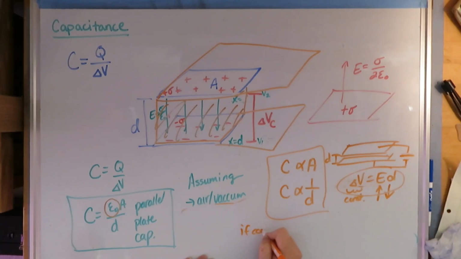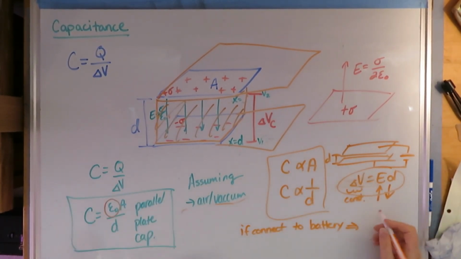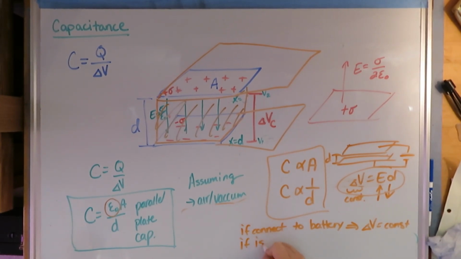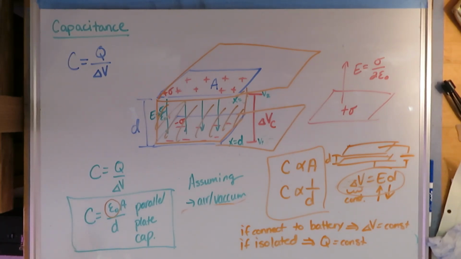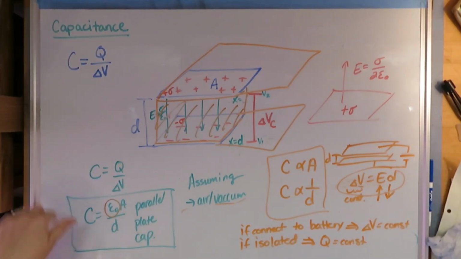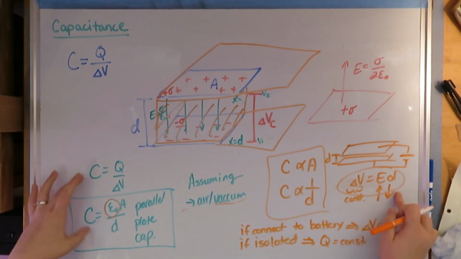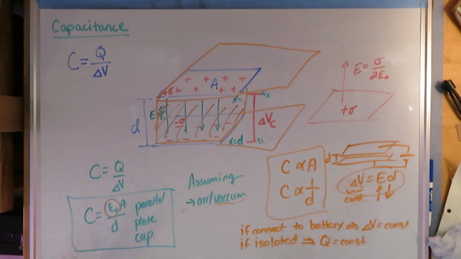So if you're connected to the power supply, or the battery, then in these equations your delta V is a constant. It's going to equal whatever the voltage of the battery is. If you are isolated, so it's not in contact with the battery, then your charge is constant. We assume that the charge cannot diffuse across space and that we'll keep a constant charge in an ideal capacitor. So that'll change the relationships between the variables here. But these are like your 3 most important equations.